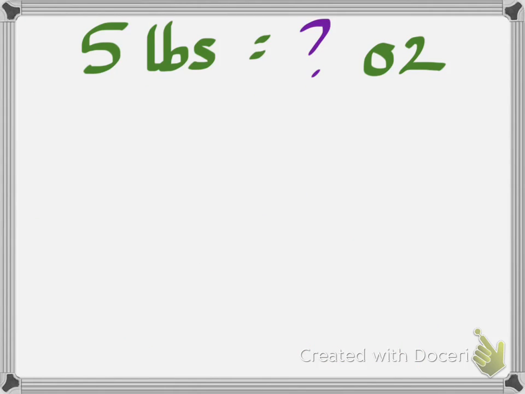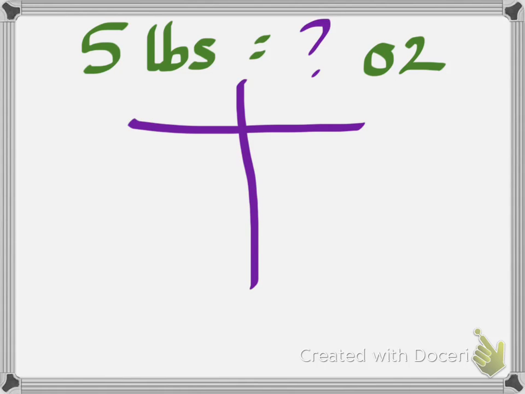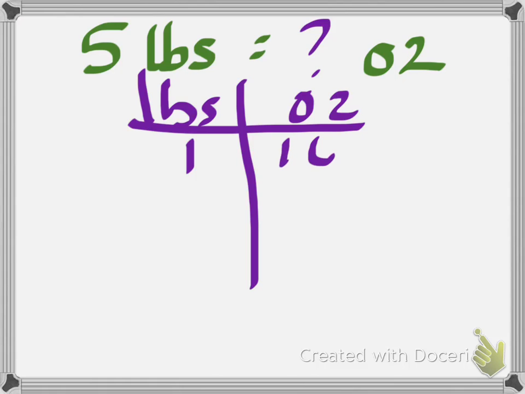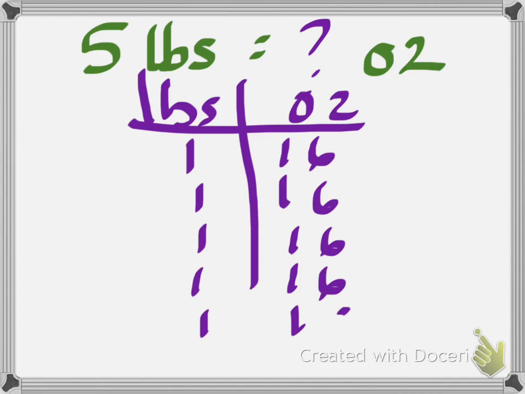Let's do another one together. 5 pounds equal how many ounces? Go ahead and pause me and try figuring it out yourself. Okay, we're converting customary measurement, so we need a T-chart. We have pounds over here and ounces over here, and we need 5 pounds. In 1 pound there are 16 ounces. So we keep doing that, and there's another one, and that's 4, and then there's 5.